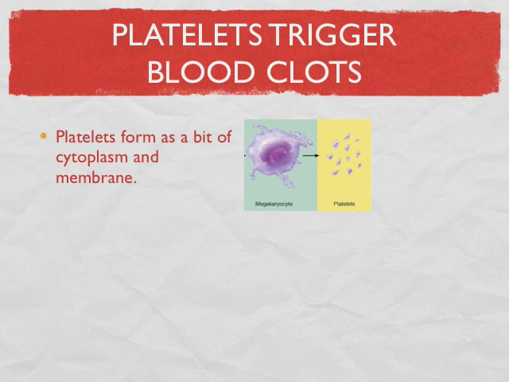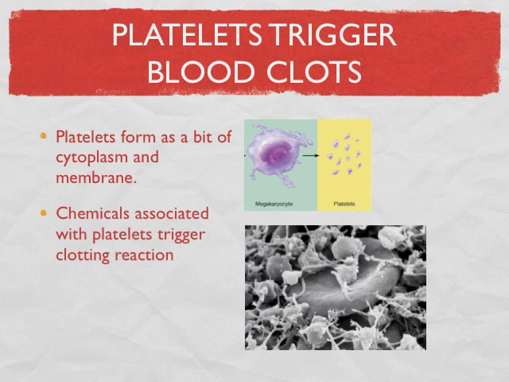They are just, as I said before, just tiny bits of a larger cell. Picture a large cell that you see here, a megakaryocyte, and little bits of its cell membrane pooch out with a little cytoplasm. They pinch themselves off and become tiny little bits of a cell. They do contain a chemical component, and that is what triggers the blood clot. As long as the little platelets remain intact, there's not going to be any triggering of a blood clot. But if they're damaged, if they come apart and release that chemical, then a blood clot will begin to form. So chemicals associated with this begin to form those blood clots.